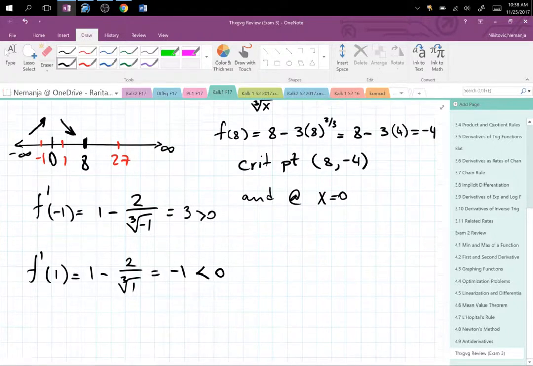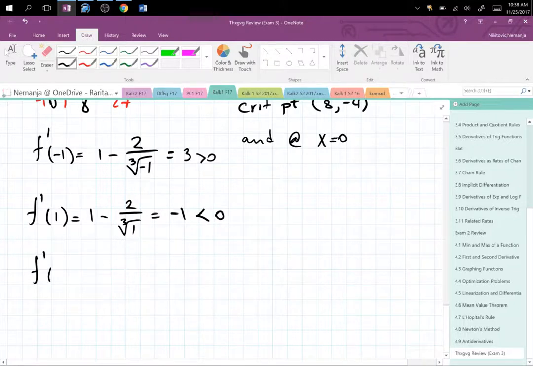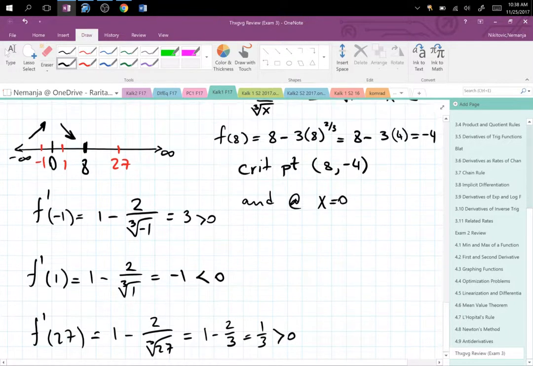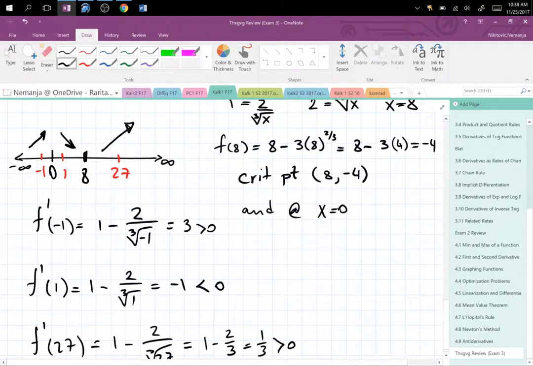And then we have the 27, which is 1 minus 2 over cube root of 27, which is 1 minus 2/3, which is 1/3, which is larger than 0. So we have increase again. Now what we see is that we have a minimum value at 8. And something that would suggest a maximum value at 0.